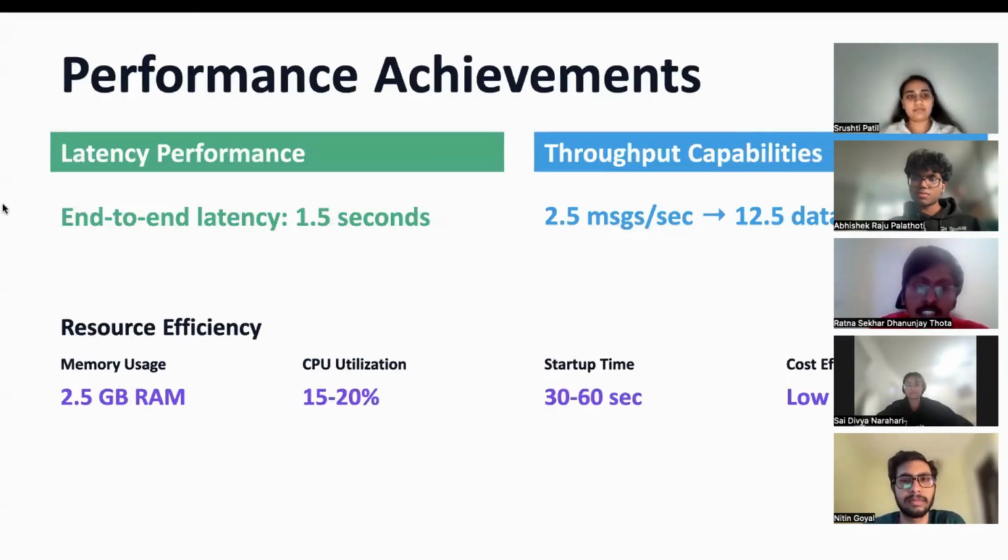We consistently achieved about 1.5 seconds of end-to-end latency, meaning data moved from the producer through Kafka, Spark, IndexedDB, and finally into Grafana almost instantly. The pipeline also handled throughput smoothly, processing multiple stock updates every second. On top of that, resource usage stayed low, around 2.5 GB of RAM and modest CPU, showing that the architecture is efficient and cloud friendly. Next slide, please.